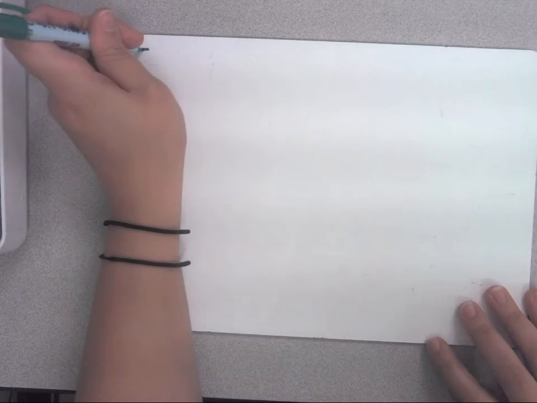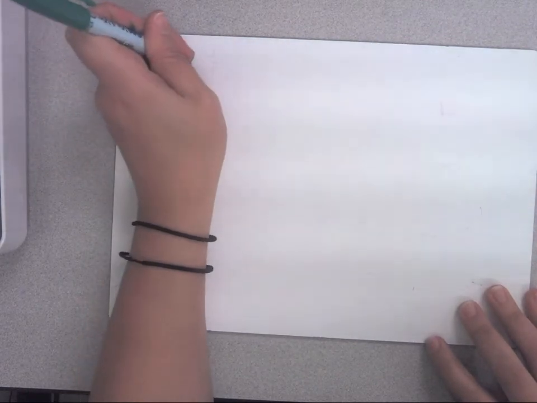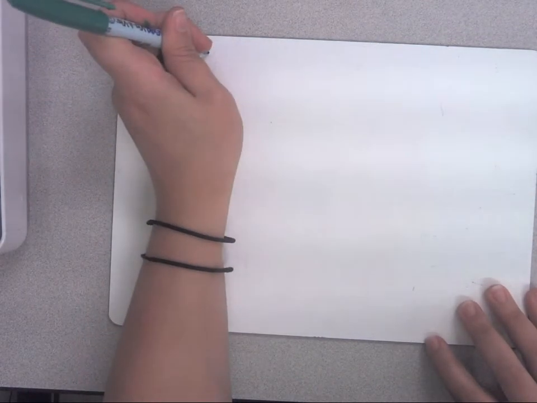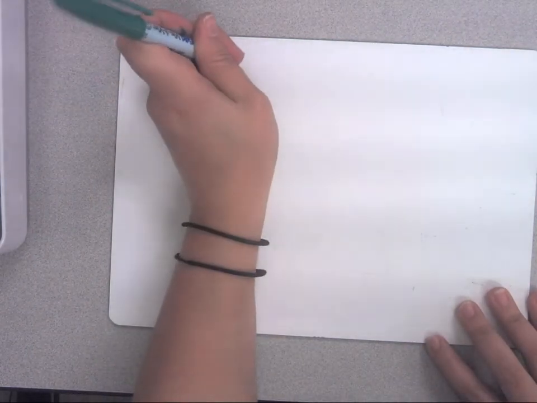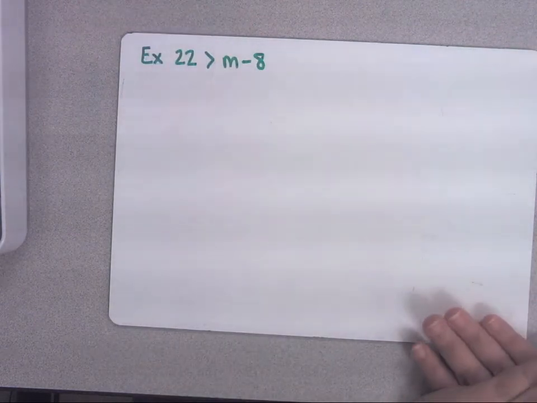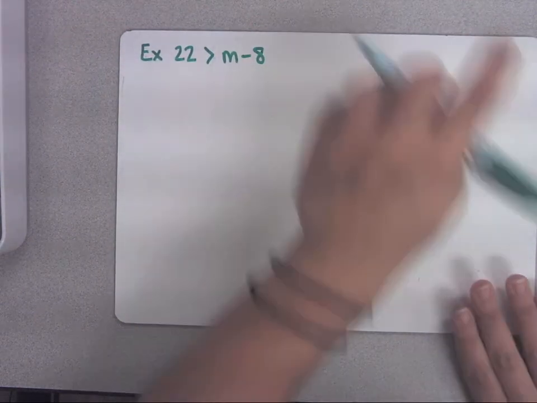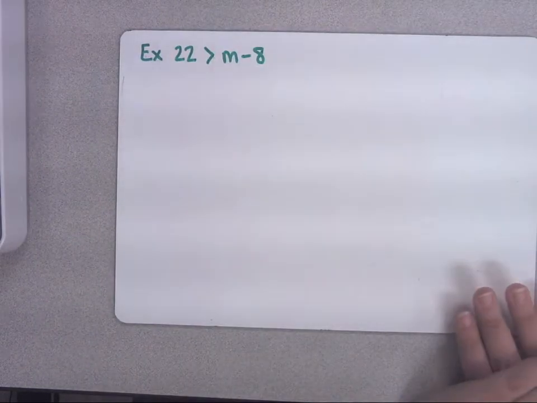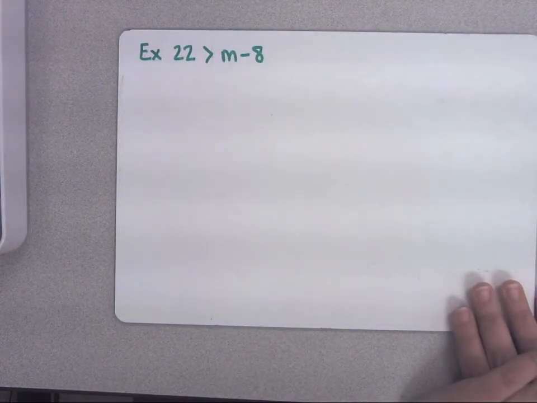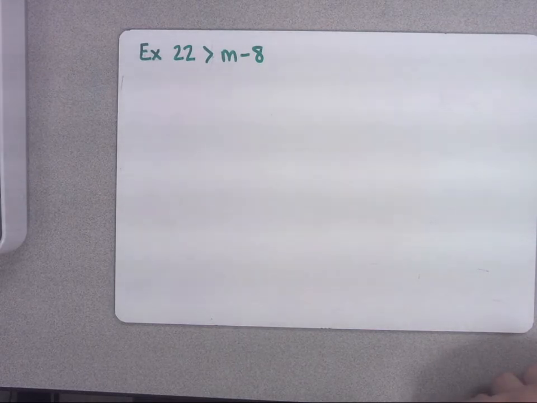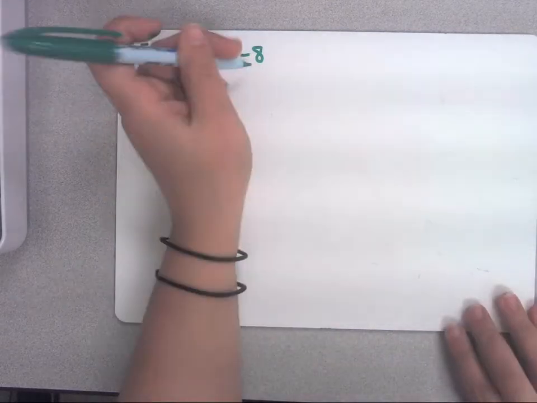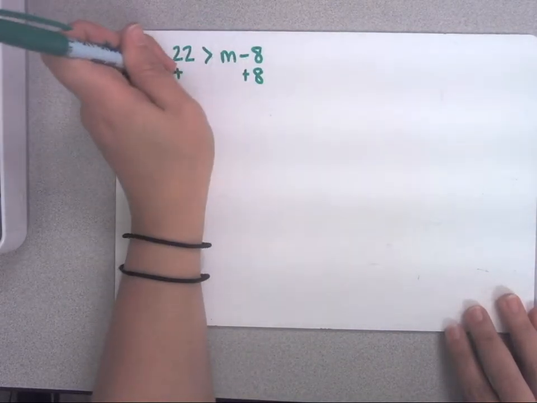How about this one? 22 is greater than m minus 8. Oh, man. Come on. I was just about to touch it too. No, it's on back. Yep. What are we going to do to get m by itself, Gracie? Yep, add 8 to both sides. Just a one-step equation. It's real nice.